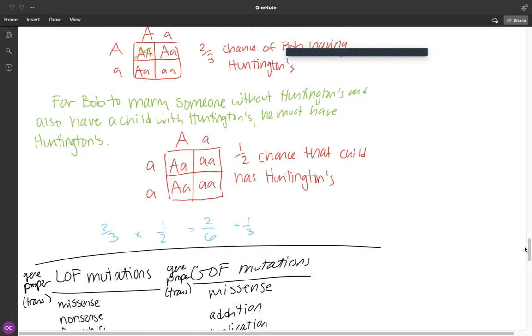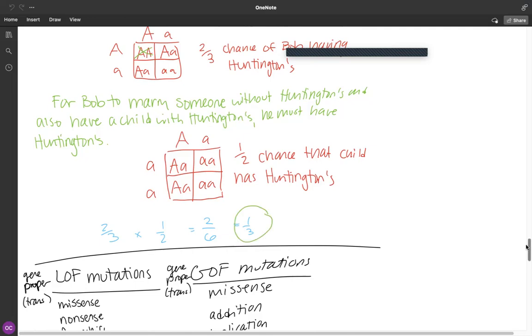And so we're crossing him with somebody who does not have Huntington's. They have to be homozygous recessive. So the chance that his child would have Huntington's is 50% here. So we have to assume that he has Huntington's, and there's a 2/3 chance of that. And so there's also a 50% chance that his child will have Huntington's. So 2/3 times 1/2 equals 1/3.